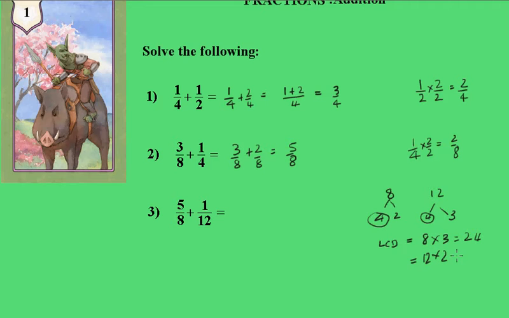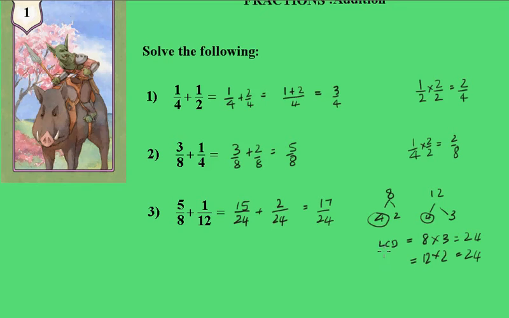12 times 2 gives me 24. And that's the lowest common denominator. Now once you've found that, you have to change both now to 24ths. So to make that 24, we can see we had to multiply that by 3. So 3 times 5 is 15. We had to multiply this one by 2. So 2 times 1 is just 2. So the answer is simply 17 over 24.